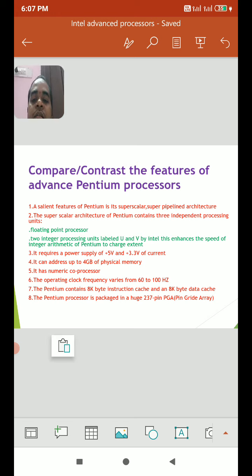Integer pipeline is present, floating point pipeline is present. That means superscalar, at a time we can perform more number of operations. That is called a superscalar and super pipeline architecture. So the superscalar architecture of Pentium contains 3 independent processing units. Already we have seen that. One of the processing units is called the floating point processing unit, and 2 integer processing units labeled as U and V. In the case of the integer processing units, we are having U pipe and V pipe by Intel. This enhances the speed of integer arithmetic of Pentium to a large extent.